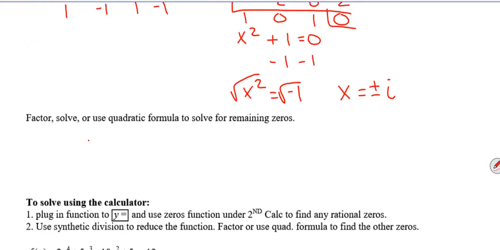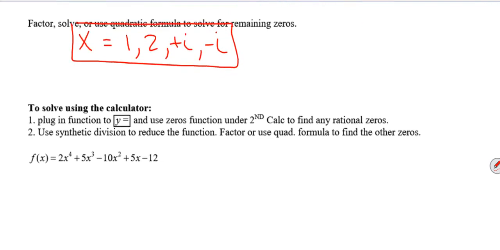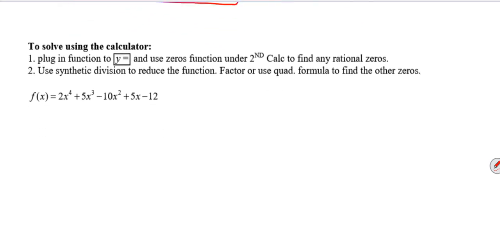So the factors that I have so far give me x equals 1, 2, positive i, and negative i. So I said that there would be 4 zeros, 4 roots, 4 solutions, and I have found all 4 of those roots. 2 real, 2 imaginary. Okay? So the last thing we're going to do here is using our calculator. Okay?